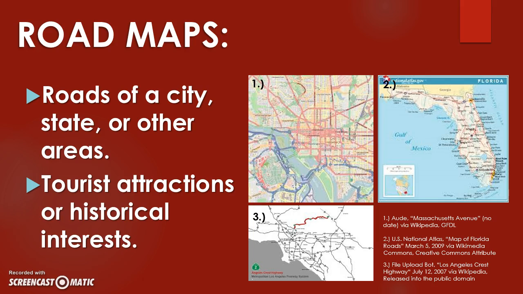These handy-dandy maps show roads of a city, state, or any other area of a country or part of the world. These maps can also show tourist attractions such as Disney World, where Mickey Mouse and Minnie Mouse are, Washington, D.C., where our president lives, and any other cool spot, even Mackinac City here in Michigan. These tourist attractions, this is Washington, D.C. and Los Angeles in Florida, where Disney World is. They show historical interests, like the Pentagon or anything of that aspect.